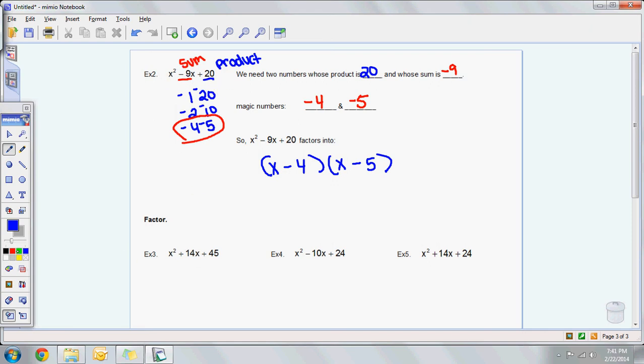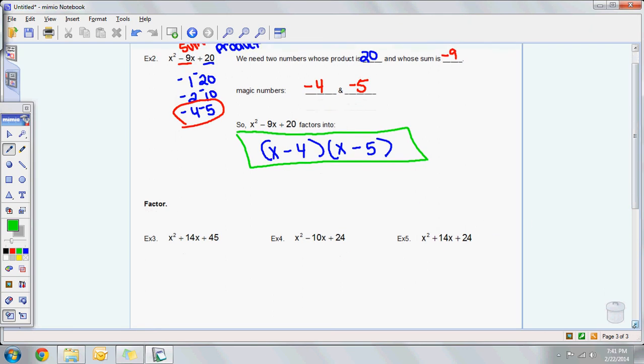Okay? Alright, so that's factoring in a nutshell, our first day of it. I want you guys to give it a go, try these out, and then make sure you get them checked before you move on.